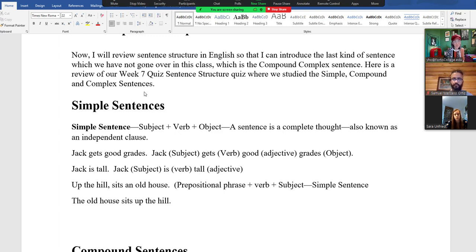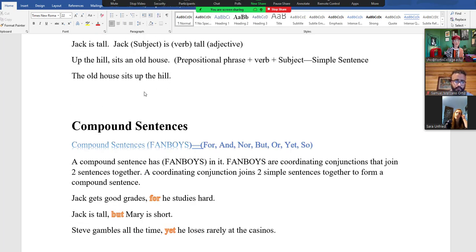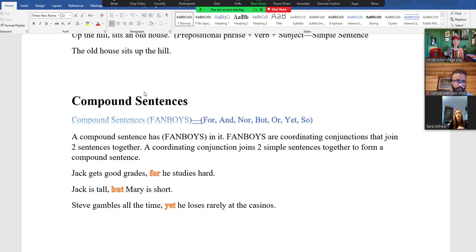What is a simple sentence? You tell me, since we've done this before, so I'm not going to reteach it. Sarah, what is a simple sentence? If I threw a ball, you've got a subject, verb, and an object. Okay, so it's very short and to the point. Good.